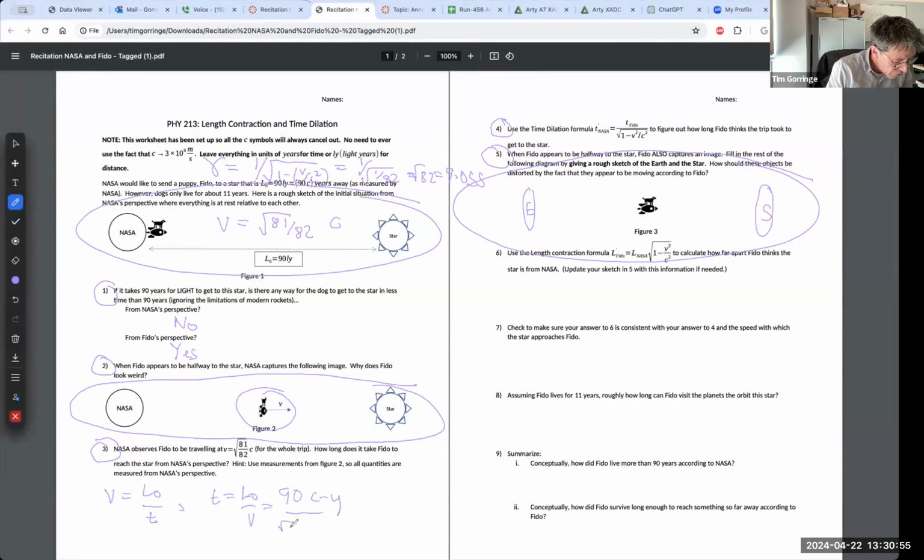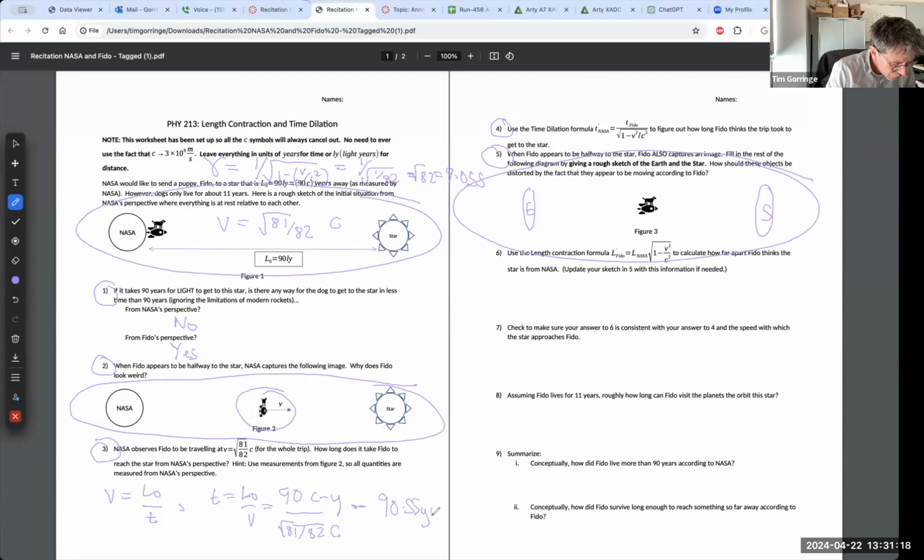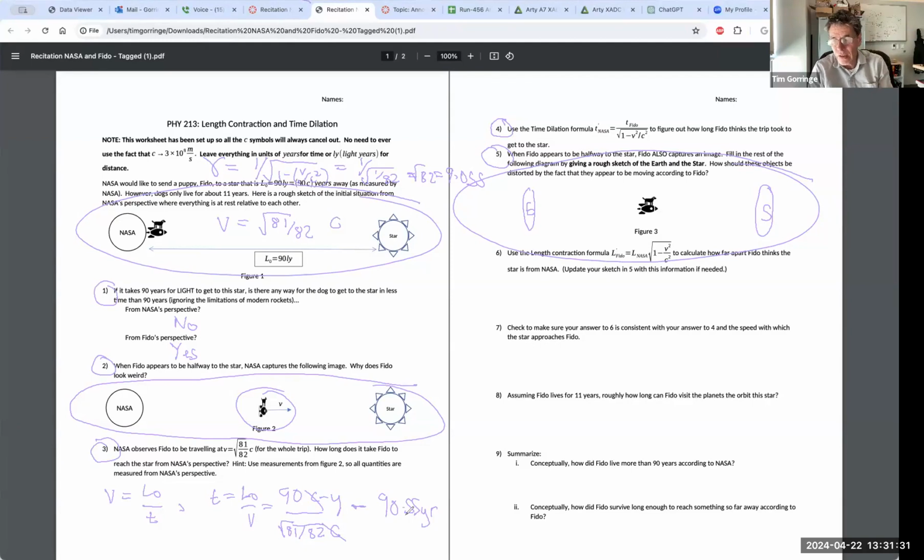It's the square root of 81 over 82 times c. And if I carry out this little calculation, I've already done it, of course, that came out to be 90.55 years. You'll notice here that the c in the numerator and c in the denominator cancel, and I just get the units of years. And that's the dilated time that the Earthlings see the rocket ship take to get to the star.